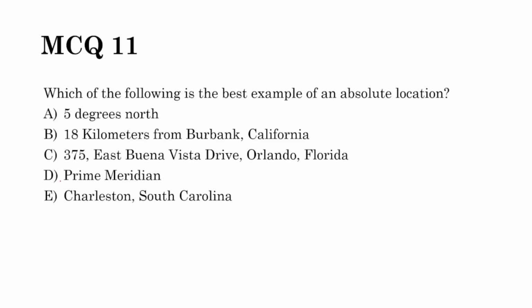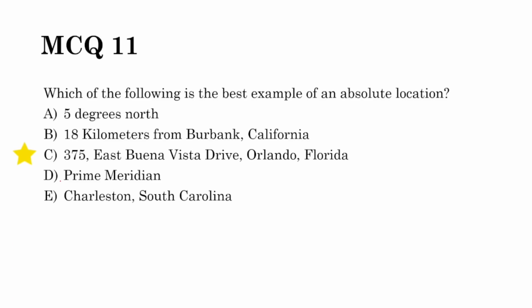B, 18 kilometers from Burbank, California. This is also a direction. It's a distance. It's not necessarily an absolute location, though, because we don't know where. Are we going 18 kilometers north, 18 kilometers south or southeast? We're not given that. C, we're given a specific address. This is a unique address. So we can pinpoint this location, and there's only one place like this in the entire world. So that's an absolute location. So C is the right answer.